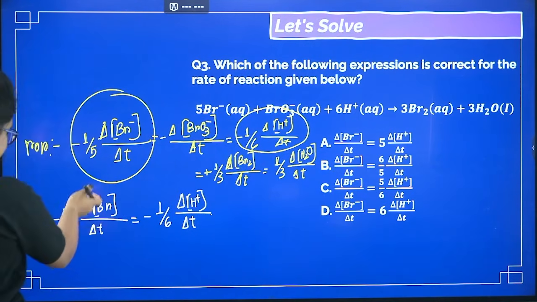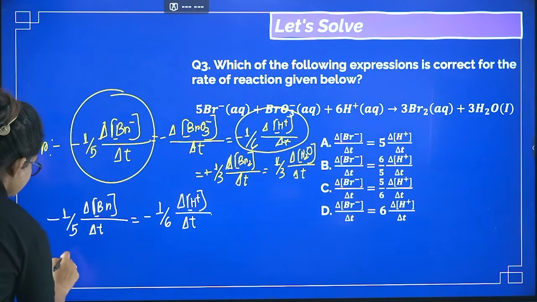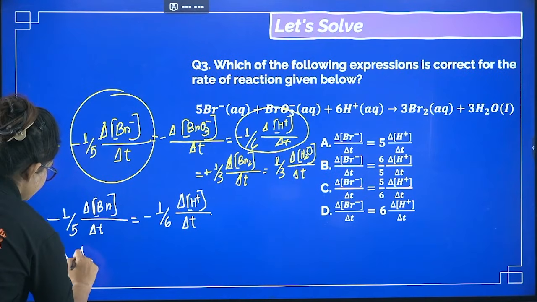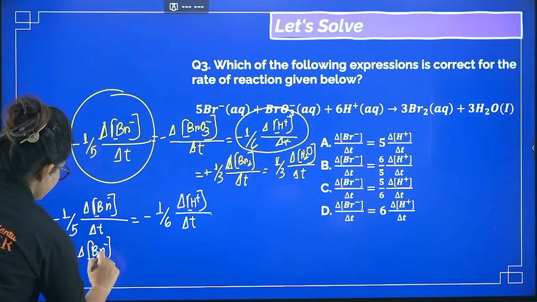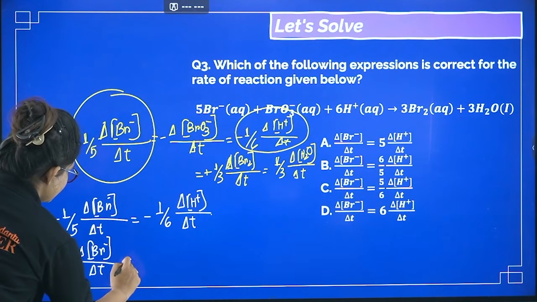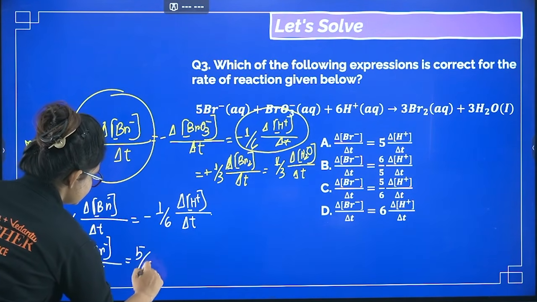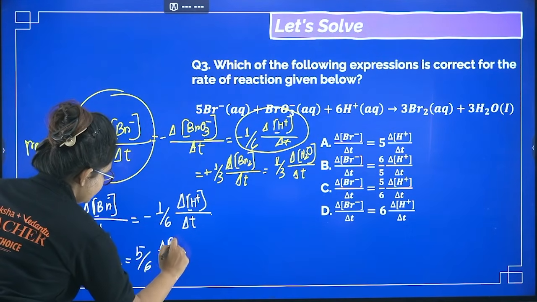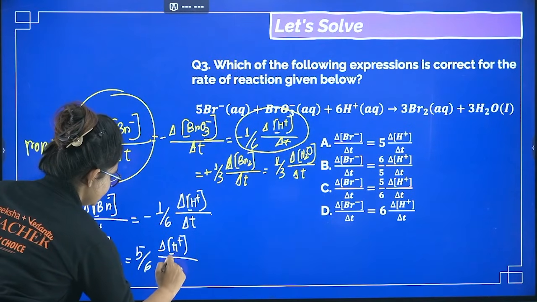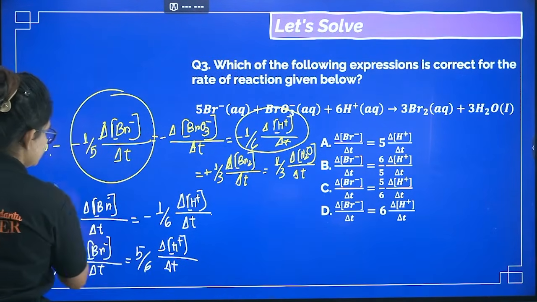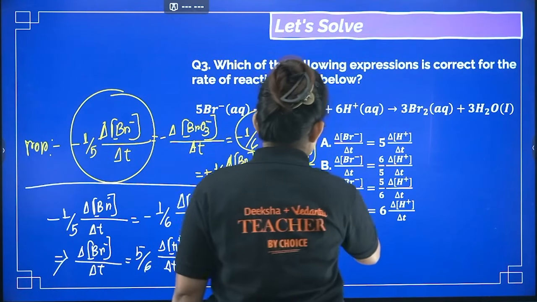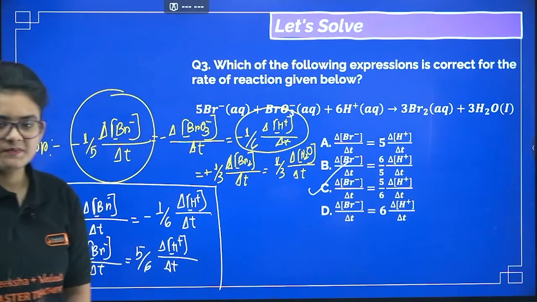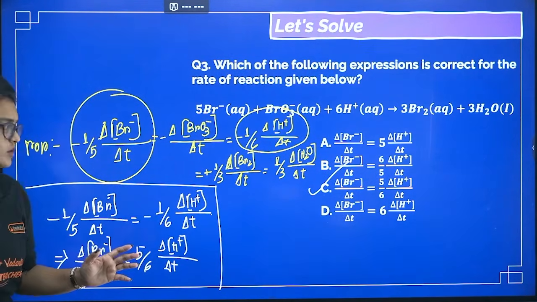So, minus minus will be cancelled out. I am getting delta concentration of Br minus by delta T, here I am getting 5 by 6 delta H plus by delta T. This is how you should figure it out. So, C is going to be the correct answer. I guess this is clear to you.